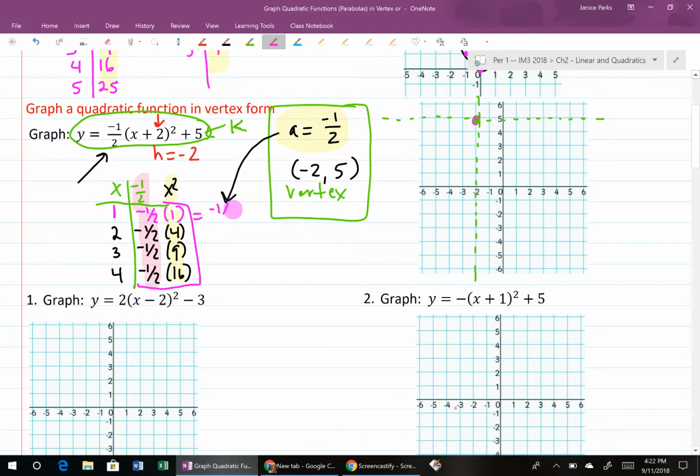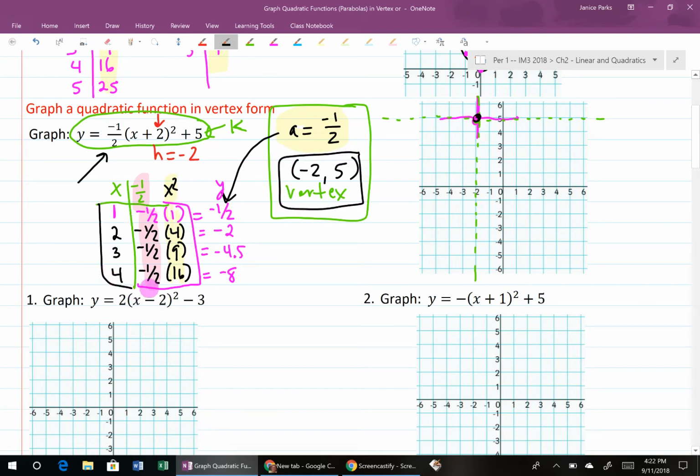So that would be -1/2, -2, -4.5, and -8. These are your new y values. Again, we're using this as my new origin, where the vertex is. Okay, so that's this number.